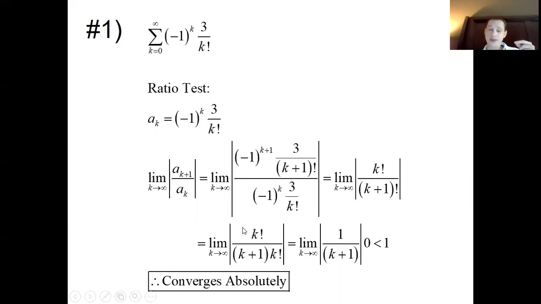Well, k plus 1 factorial is k plus 1 times k factorial. If you do that, then the k factorials can cancel out. You're left with just this limit of 1 over k plus 1, and that's it. No factorials or anything like that. And what is the limit of this thing as k goes to infinity? Well, it's like 1 over infinity, so it goes to 0.